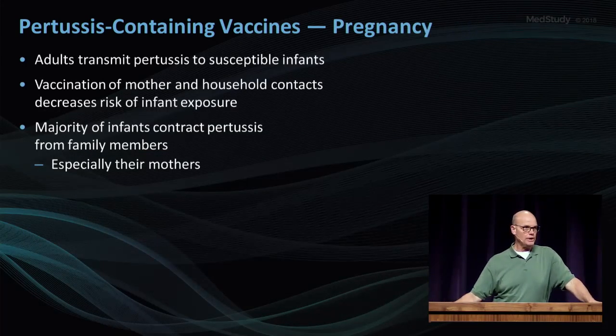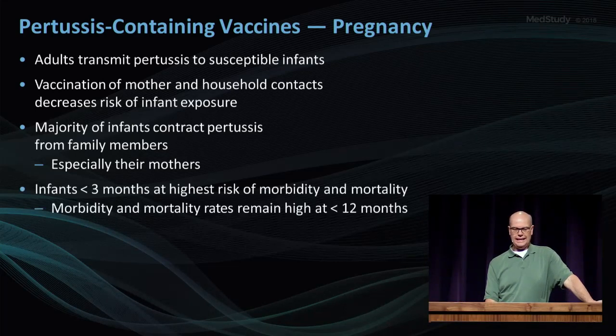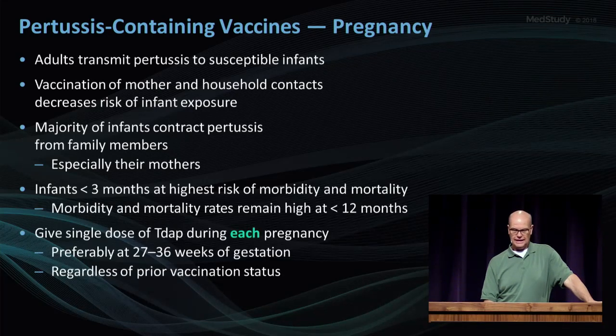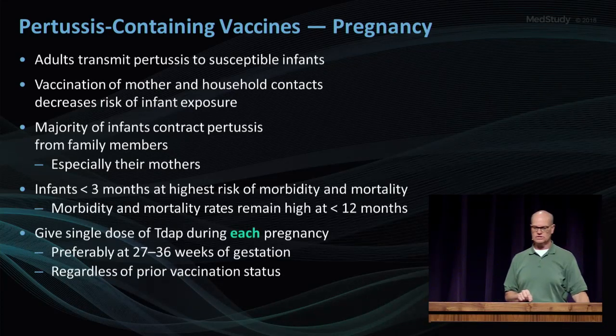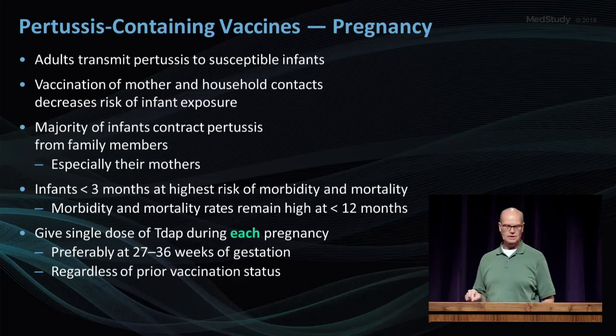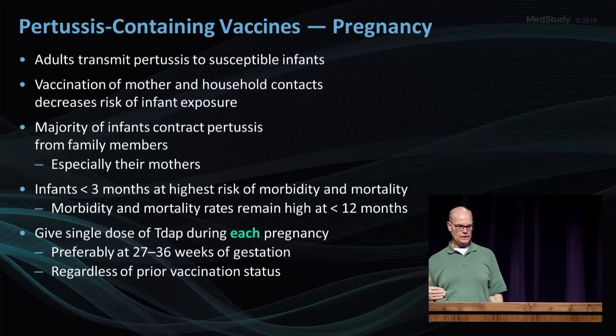Which brings up the point about pregnancy. Because adults transmit pertussis to susceptible infants, and because the majority of infants contact pertussis from family members, especially their moms, and because infants who are under 12 months, and especially newborns and those under 6 months, are at significant risk, it's now recommended to administer a Tdap during each pregnancy, preferably between 27 and 36 weeks gestation.